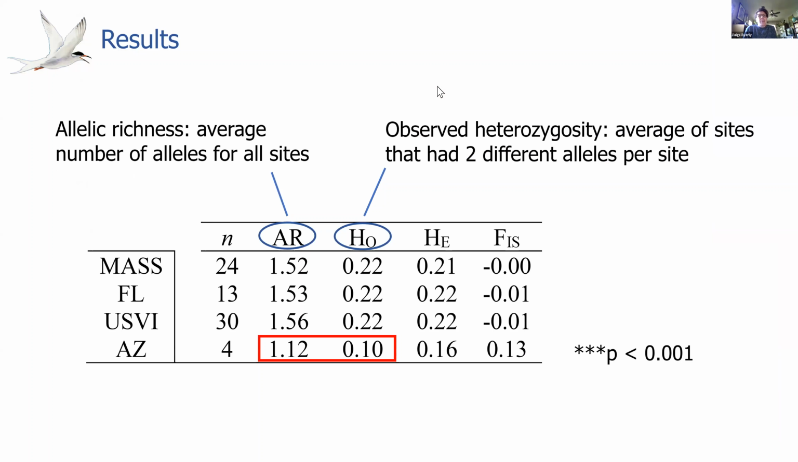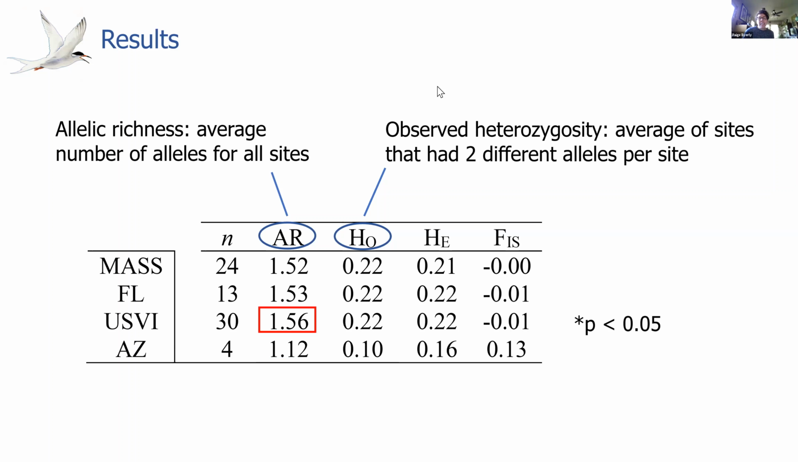At the Azores, we saw significantly lower allelic richness and observed heterozygosity than the other three sites. We do have a smaller sample size for the Azores. However, these metrics are pretty robust to sample size. So this does suggest that the smaller population does have lower genetic diversity. And then we saw that actually the USVI, which is kind of our largest population, had significantly higher allelic richness than the other sites. So what we might be seeing here, although it's hard to make inferences, is that our larger site had higher genetic diversity and our smallest population had the lowest genetic diversity.